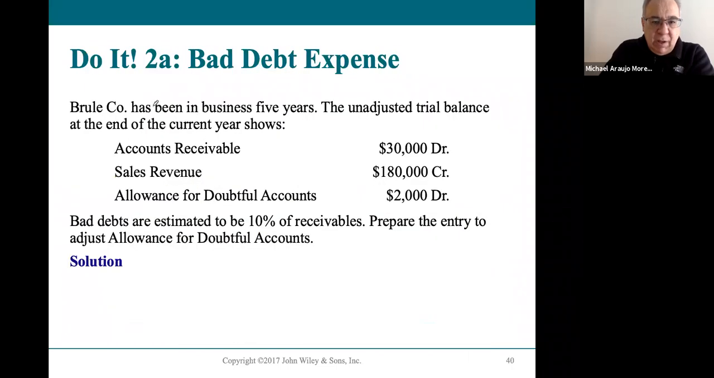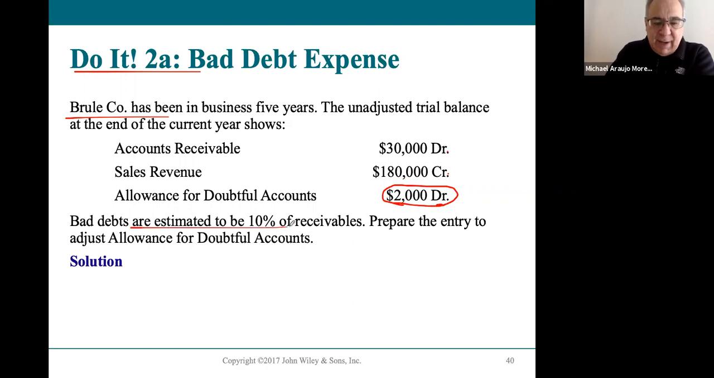Okay. So here is the do it exercise for objective 2. You have Brule. They've been in business for 5 years. They have $30,000 of receivables. They have $180,000 worth of sales. That's nice. They have an allowance account. This is interesting. It has a $2,000 debit balance. Remember, allowance accounts normally have credit balances because they're a contra asset account. Okay. So the fact this account has a debit balance is important to note.